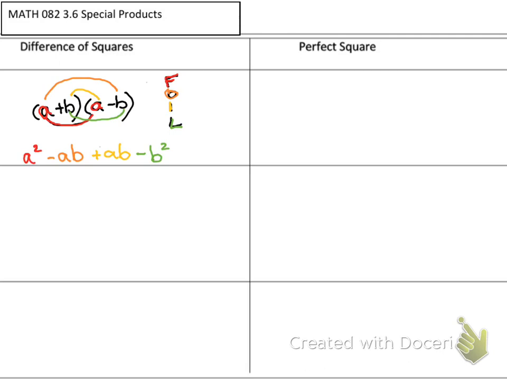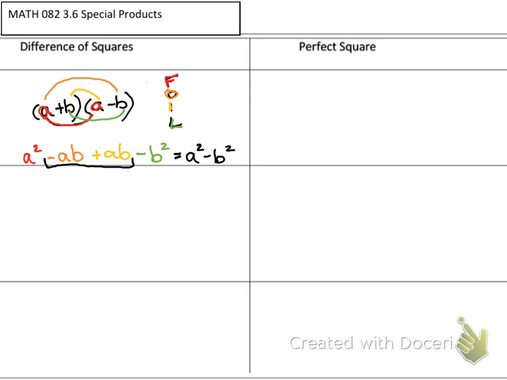Remember, at this stage, you always want to look for like terms. Do you see any like terms? I see like terms. Negative ab and positive ab are like terms. Also, when you combine them, they cancel out. So by definition, (a + b) times (a - b) is equal to a squared minus b squared.